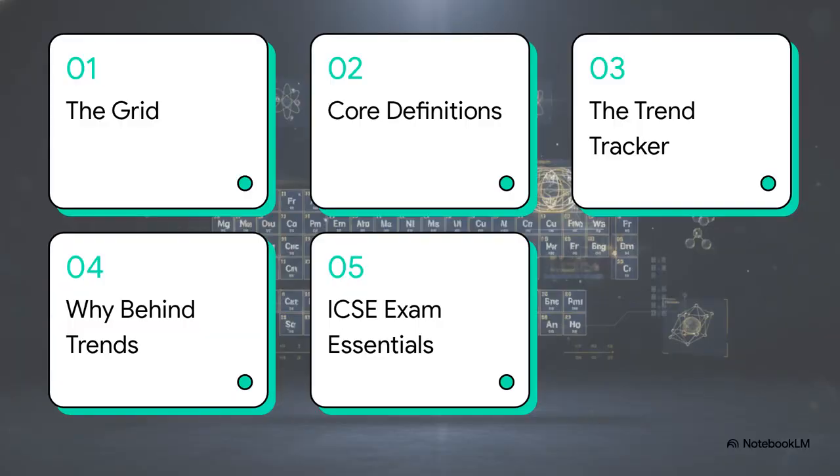Here is our roadmap for today. First, we decode the grid, groups versus periods. Second, we build your arsenal of core definitions. Third, we reveal the trend tracker. Fourth, we look at the why behind those trends. And finally, we'll wrap up with your ICSE exam essentials.